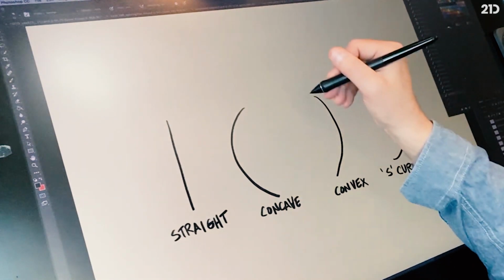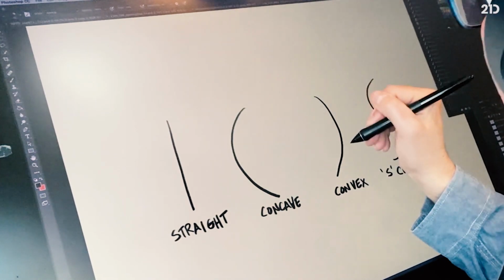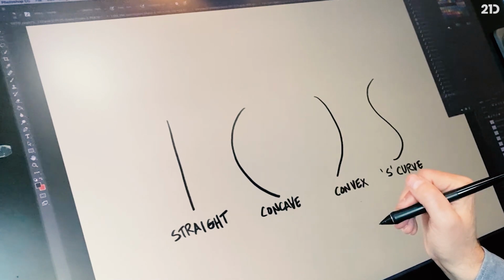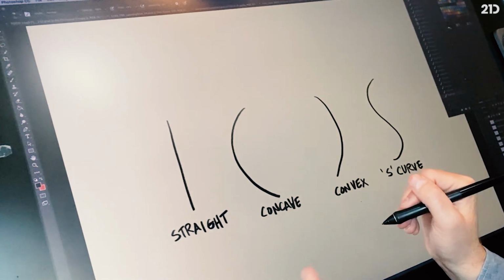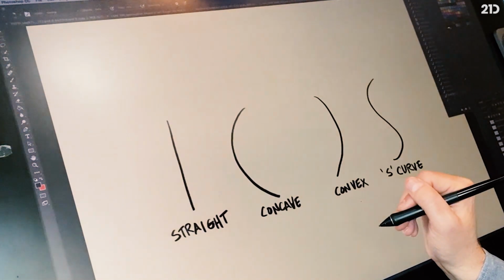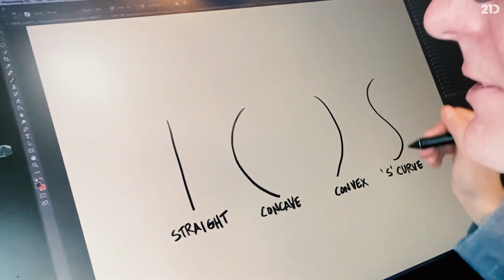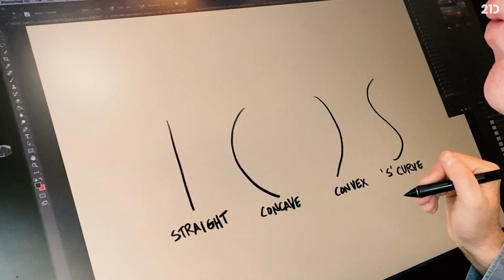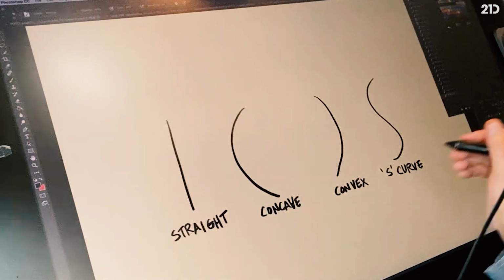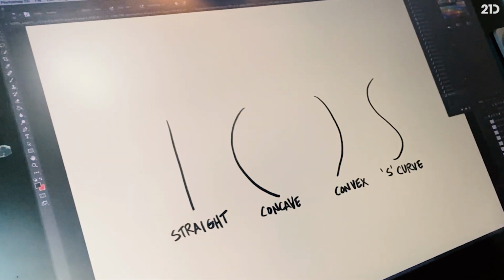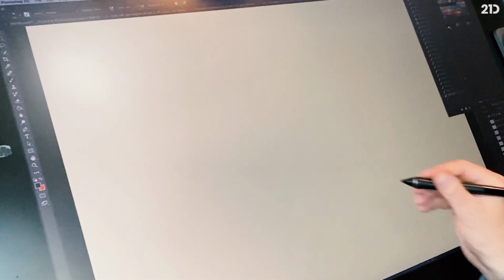Or a convex is an opposite C here. That convex pose can give a certain energy or assertiveness to the pose too, and we'll get into that in a minute. And then there's the S curve. The S curve is nice for creating rhythm within a pose, and you'll see how that can be used to our advantage. But let's go and talk about some examples.